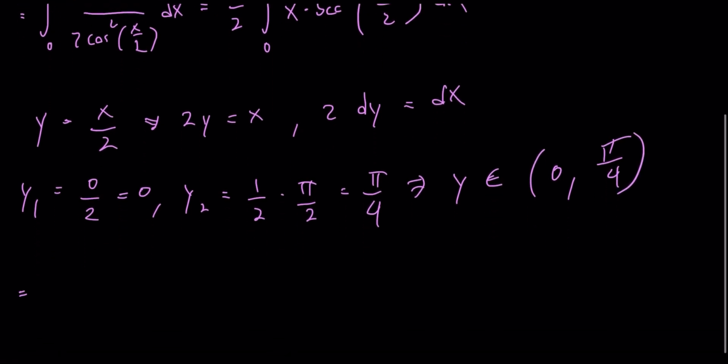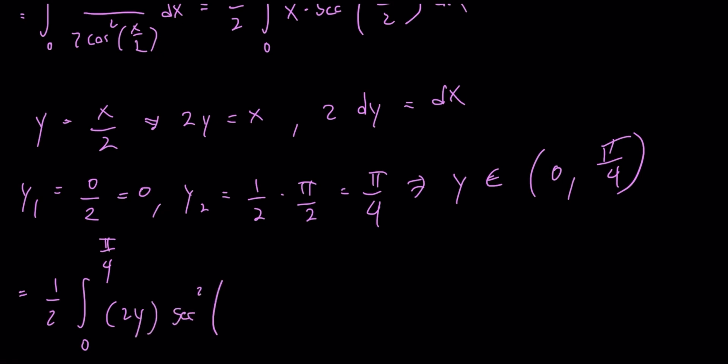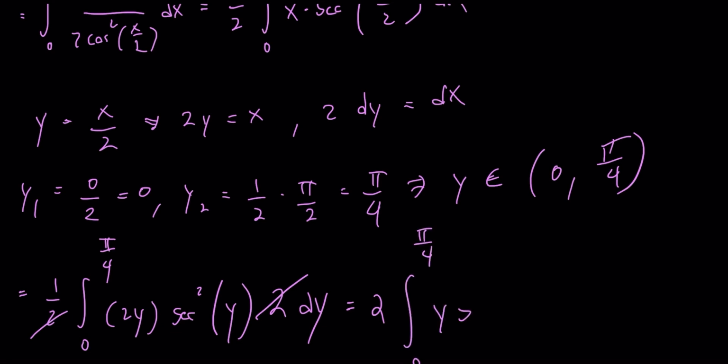So it's equal to 1/2 integral from 0 to pi over 4 of x, but that's 2y, secant squared of x over 2, but that's a y, and dx is 2 dy. And as you can see, we have some cancellation. Bring the 2 to the front. It is equal to twice the integral from 0 to pi over 4 of y secant squared y dy.